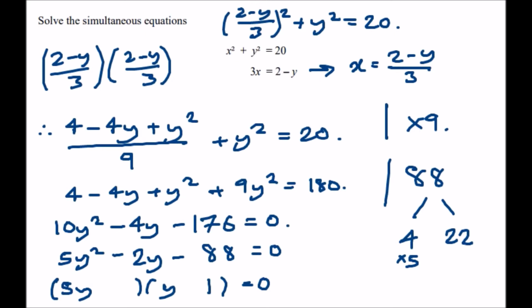So this 4 must go here. Has to be negative, and then the 22 goes here. Has to be positive. Okay. Actually, sorry. It should be negative 22 and plus 4, because the difference needs to be minus 2.